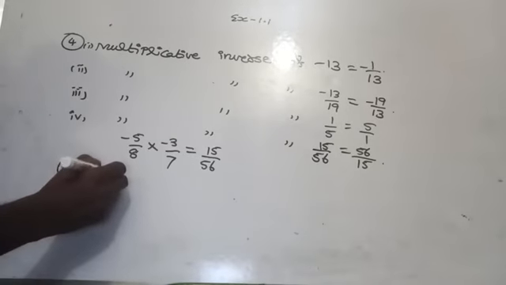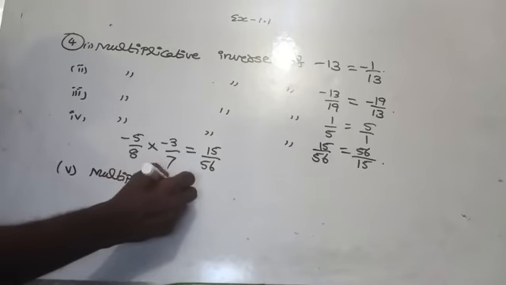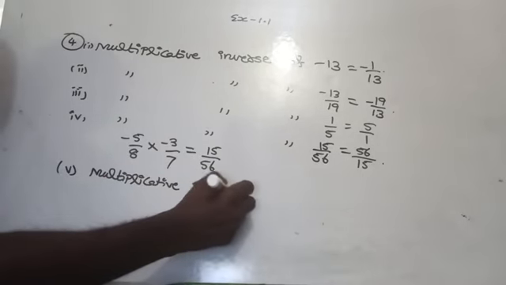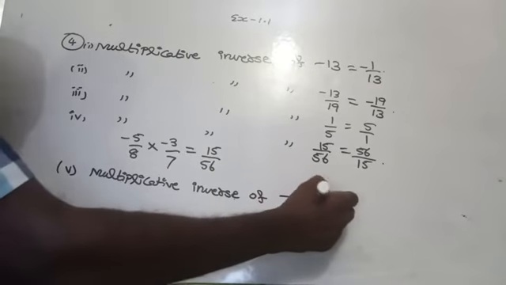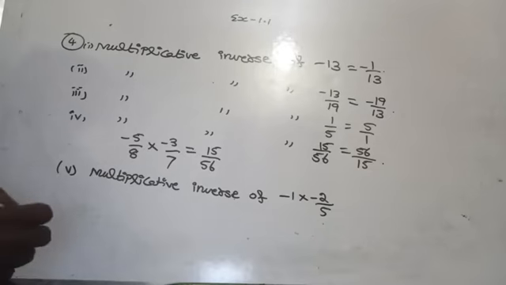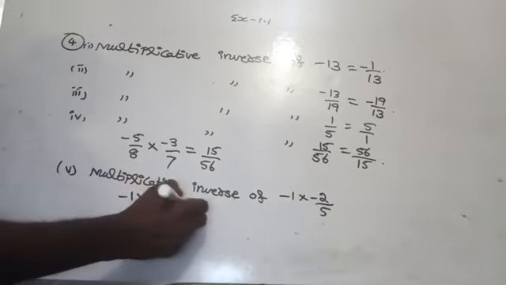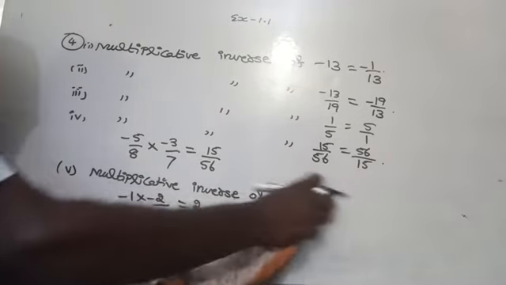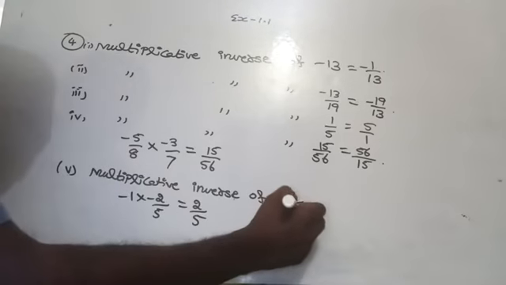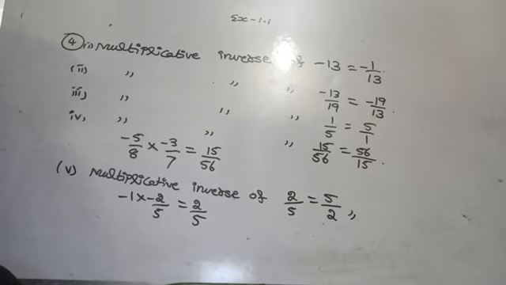Now, subdivision 5. Multiplicative inverse of minus 1 into minus 2 by 5. Minus 1 into minus 2 by 5 is plus 2 by 5. So the multiplicative inverse of 2 by 5 is 5 by 2. Are you getting there? Yes. And then the last subdivision.